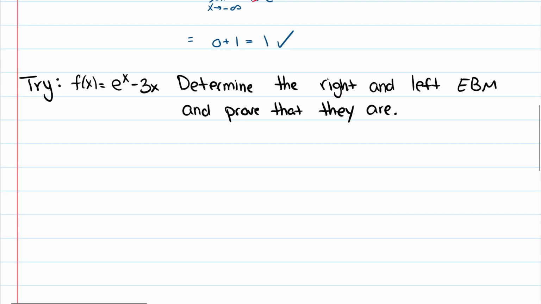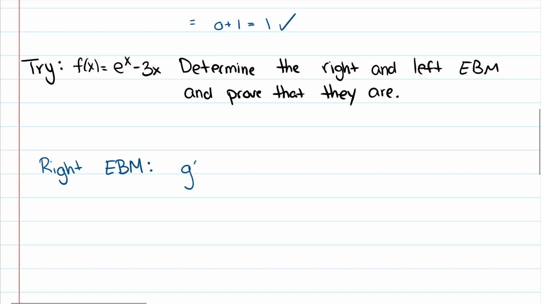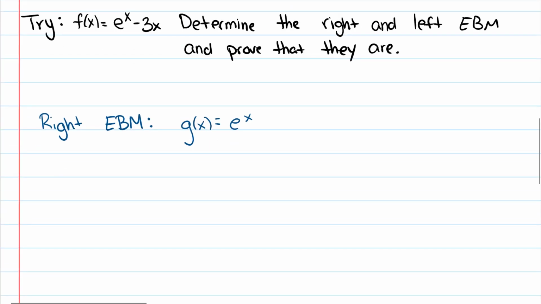So now we're going to actually work them out. So I'm going to say my right end behavior model, I'm going to represent it by g of x is equal to e to the x. And now we're going to go ahead and do some limits and solving.